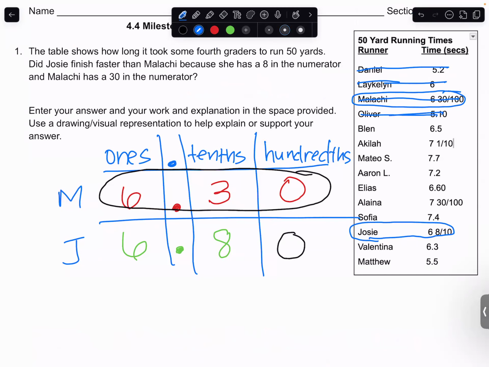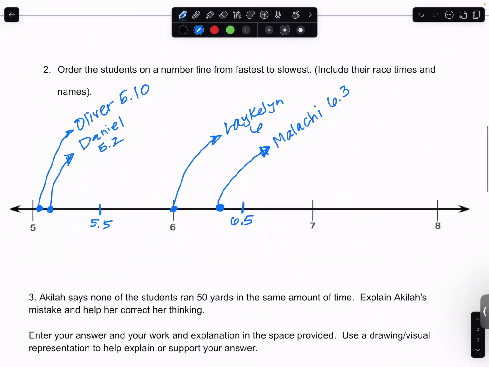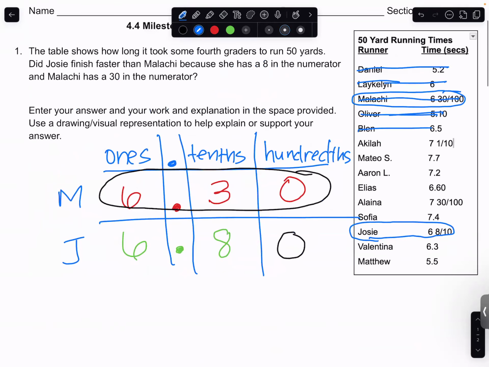All right, Blen is next. She is at 6 and 5 tenths. And we know a benchmark here. This would be Blen's. Blen. All right, we got Blen.